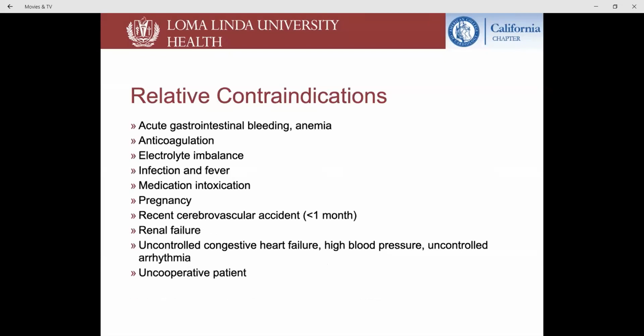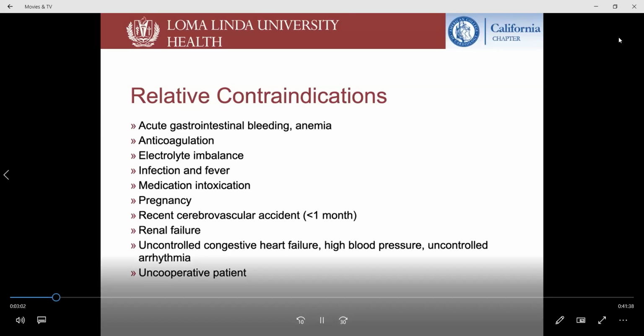Here are the relative contraindications to doing a diagnostic coronary angiogram on a patient. If someone has acute gastrointestinal bleeding or worsening anemia, is therapeutically anticoagulated, has a severe electrolyte imbalance, especially hypo and hyperkalemia, active infection and fever, medication intoxication, pregnancy, recent stroke less than a month ago, new or worsening renal failure, uncontrolled congestive heart failure, high blood pressure, and uncontrolled arrhythmias, or an uncooperative patient who won't stay still on the table.